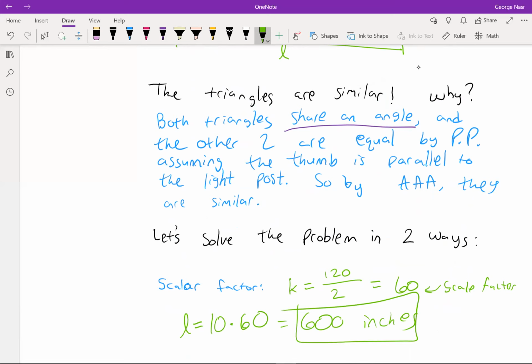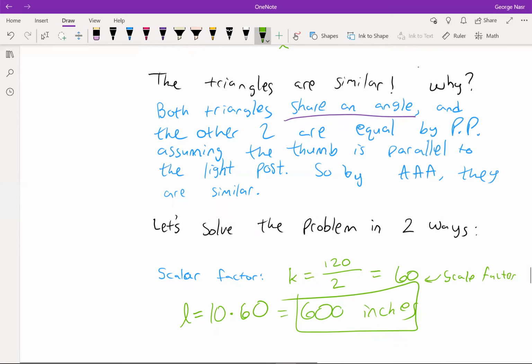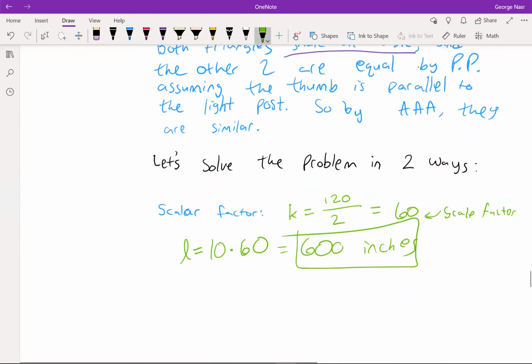I don't know how you feel about this content, but to me, this is kind of mind-blowing. You need to know such a small amount of information and you can just deduce how far away something is just by using your thumb, some basic distances, and the fact that we have similar triangles. I think this is a really crazy thing that we're able to do. And it works because of geometry. So cool, awesome. That's using the scale factor method.